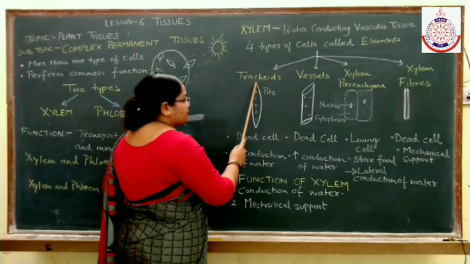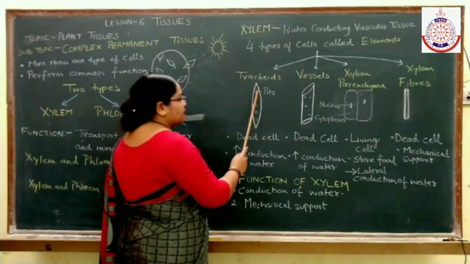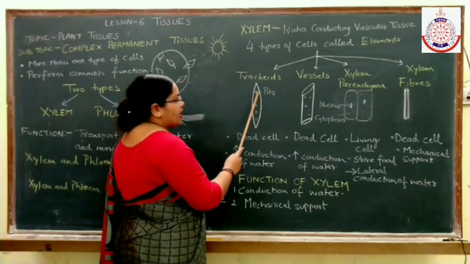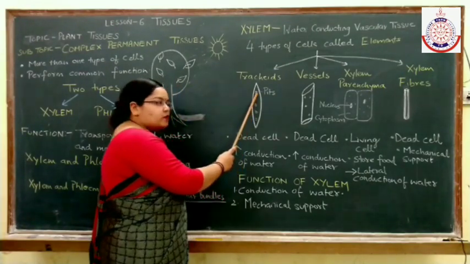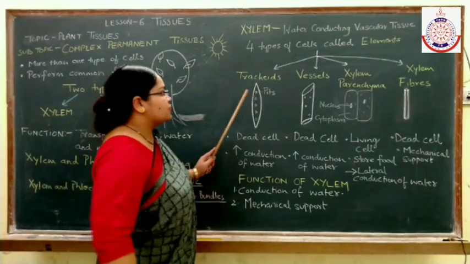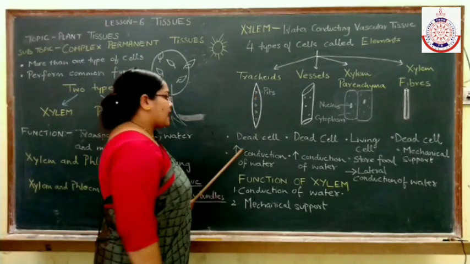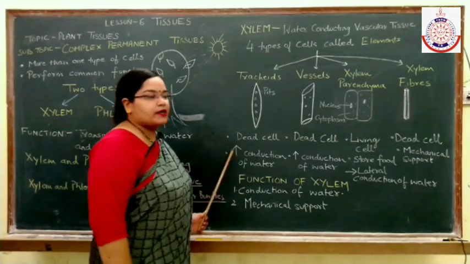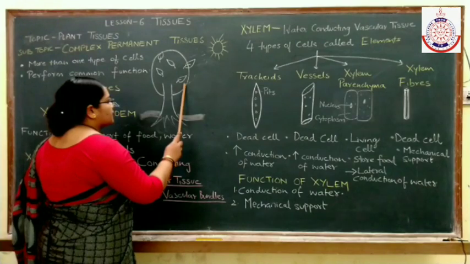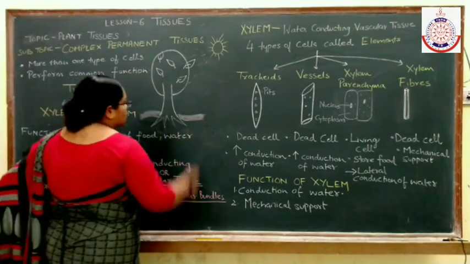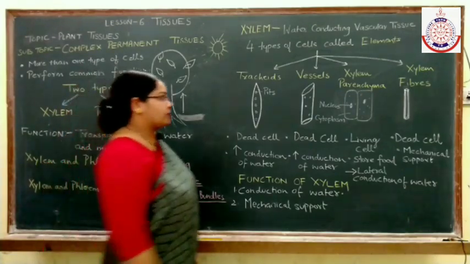Now in tracheids, their ends are closed and pits are present in them. And these pits are responsible for conduction of water. What is the function of pits? They help in the conduction of water, and they help in upward conduction of water. It means the water will move from the lower part to the upper part. So tracheids help in upward conduction of water.